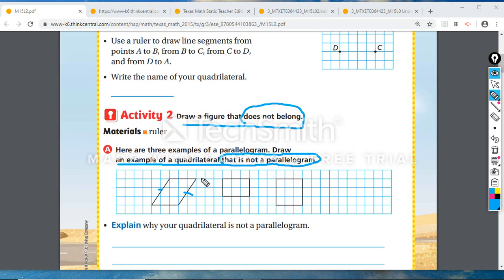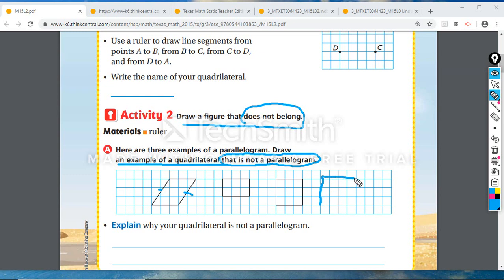This is the other pair that are parallel to one another, and two pairs of opposite sides of the same length. These two are the same length. These two are the same length. So two pairs of opposite sides that are parallel, two pairs of opposite sides with the same length. So we're going to draw one that's a quadrilateral, but does not have these features. So I'm going to draw one that has only one pair of opposite sides that are parallel.